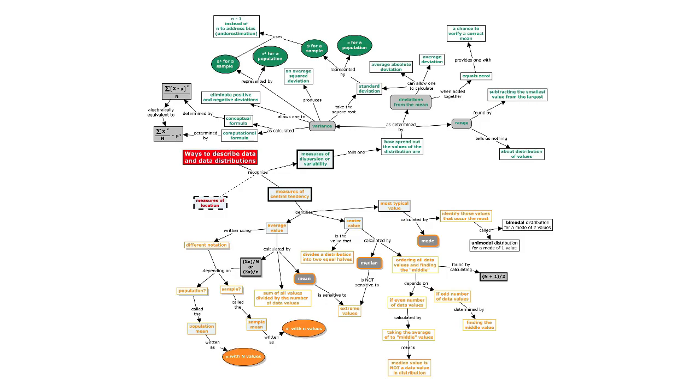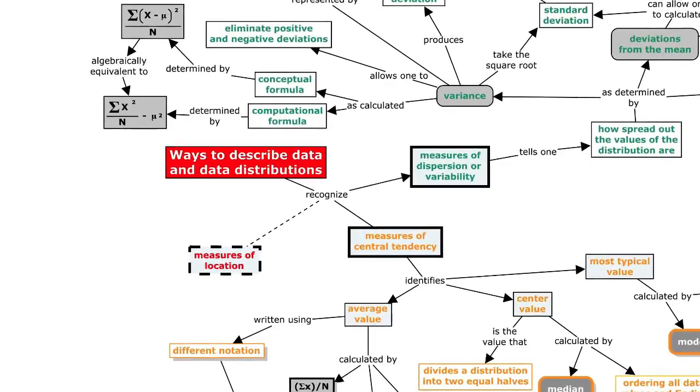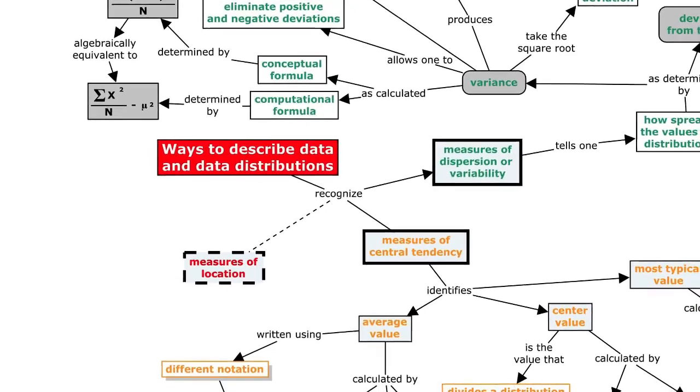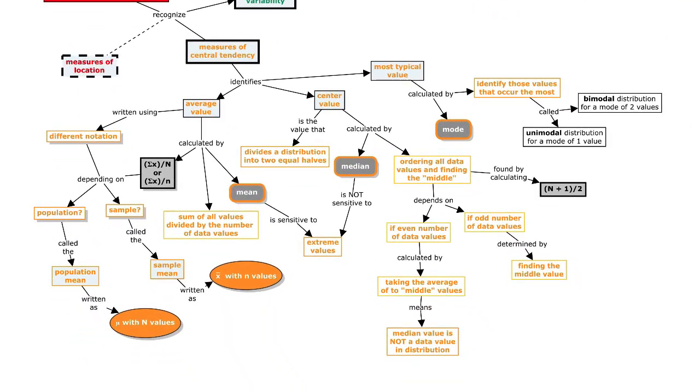So let's begin. Roughly speaking, we can divide Chapter 2, Ways to Describe Data and Data Distributions, into two parts: measures of central tendency and measures of dispersion or variability. Let's start with measures of central tendency. So we'll be looking at the bottom half of our concept map. A measure of central tendency is, in a manner of speaking, the best way to describe your distribution.